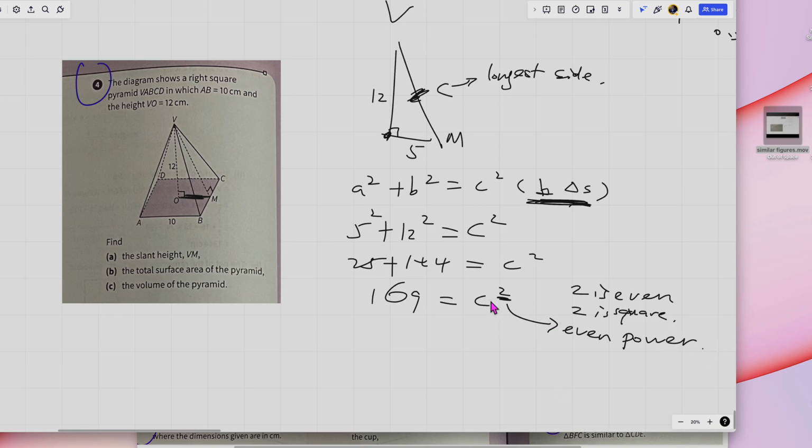Okay? So if you have an even power, when you square root this 169, you will get two answers, 13 or negative 13. But you have to reject negative 13. Do you know why? Because this side VM cannot be negative. Do you know why VM cannot be negative?